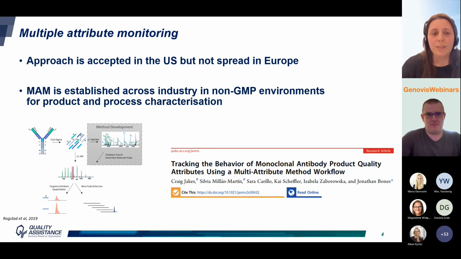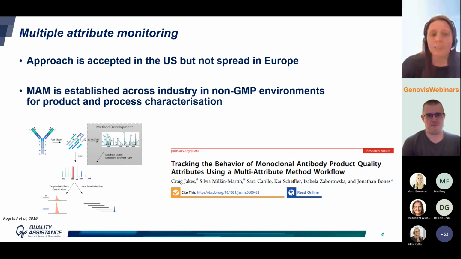And so if we have a scheme here of what is multiple attribute monitoring, this is a scheme I borrowed from the paper cited here, which is a paper from the FDA. So there are two steps. First, method development, where we have a monoclonal antibody digested commonly by trypsin to have specific peptides. And in a method development step, the peptides are analyzed by LC-MS, which allows a complete identification of all the peptides, and it allows to determine which peptides are considered as critical quality attributes.